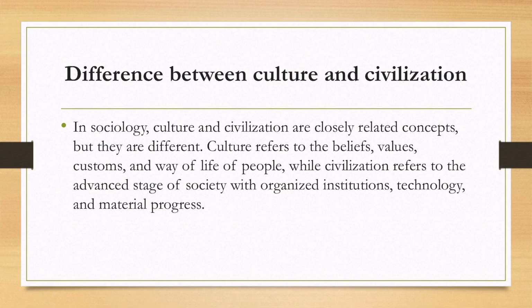Next, we will move to the difference between culture and civilization. So, what is the meaning of culture? It is the way of life of people. It includes beliefs, values, customs, traditions, languages, religion, etc. Culture is mostly connected with the inner life and social behavior of people. But what is the meaning of civilization? It refers to the advanced stage of human society with organized institutions, science, technology, transport, communication, education, and material progress. It represents the external development and comfort of the society.